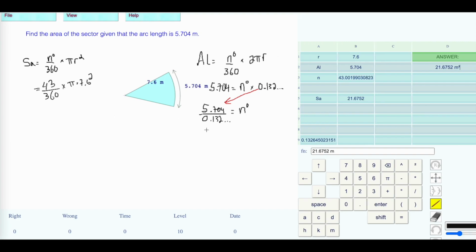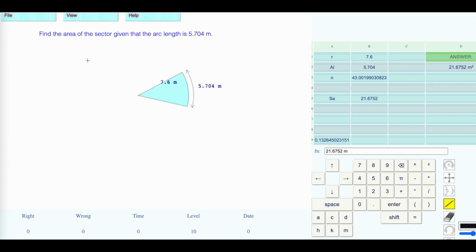There's another way of doing it which might be easier. I'm going to look at it fractionally. I'm going to say that the sector area out of the full area of the circle is the fraction, n degrees out of 360. Also, the arc length out of the total circumference is n degrees out of 360. It's the same fraction. So we can say that our sector area out of the area of the circle is the same fraction as the arc length out of the full circumference.